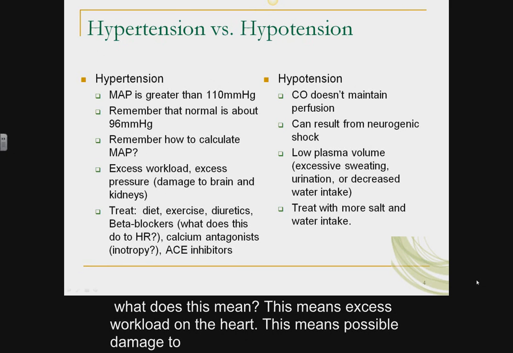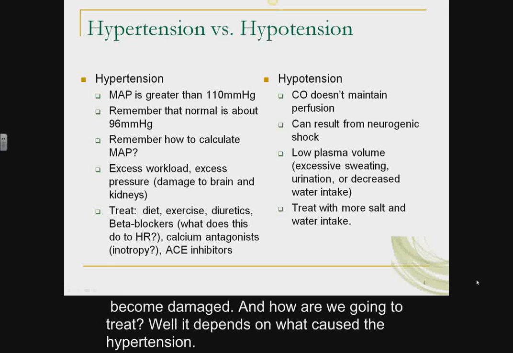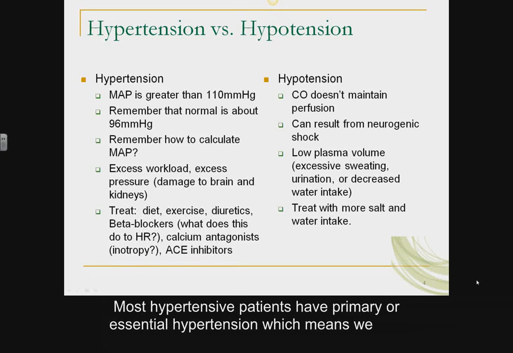Hypertension is defined as a mean arterial pressure, like I said, of 110 millimeters of mercury or greater. Now what does this mean? This means excess workload on the heart. This means possible damage to the brain and or kidneys. Most notably, the filtration membrane in the kidneys can become damaged.